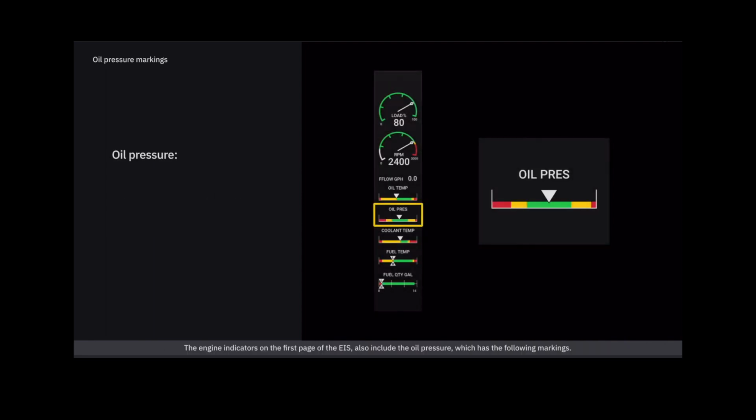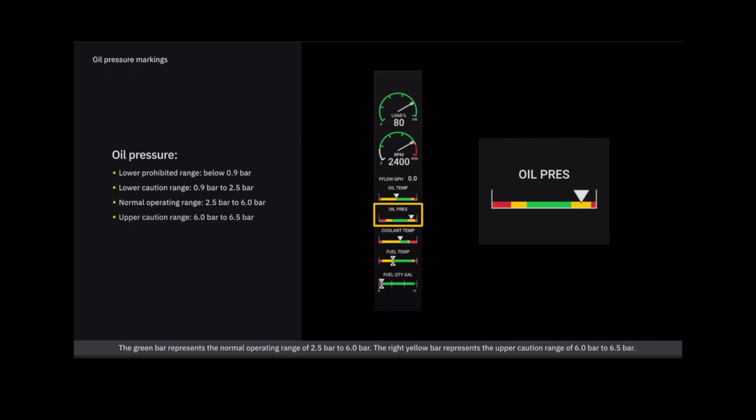The engine indicators on the first page of the engine indication system also include the oil pressure, which has the following markings. The left red bar represents the lower prohibited oil pressure range below 0.9 bar. The left yellow bar represents the lower caution range of 0.9 bar to 2.5 bar. The green bar represents the normal operating range of 2.5 bar to 6.0 bar. The right yellow bar represents the upper caution range of 6.0 bar to 6.5 bar. The right red bar represents the upper prohibited range above 6.5 bar.